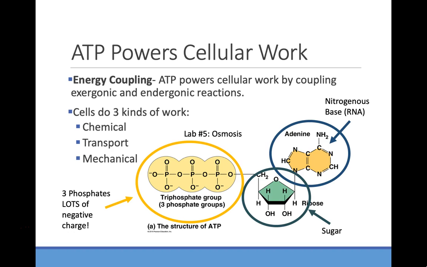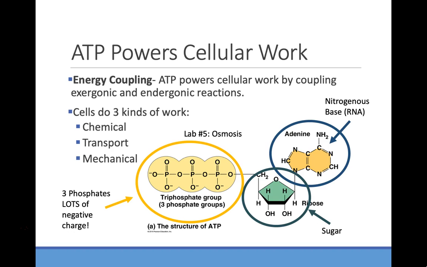We can see here the structure of ATP. This molecule might actually look familiar to you. This is actually a modified nucleotide that would be found in DNA. So we've got our ribose sugar, our nitrogenous base, in this case an adenine, and then we've got 3 phosphate groups, the triphosphate group there.